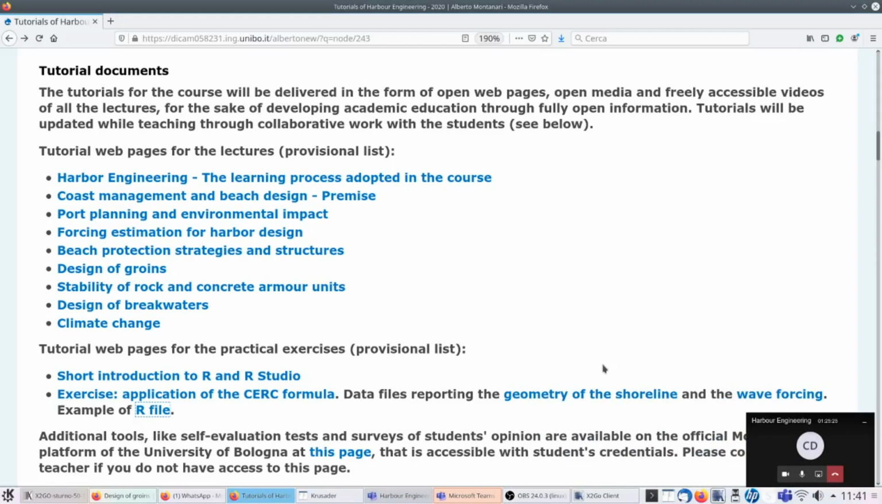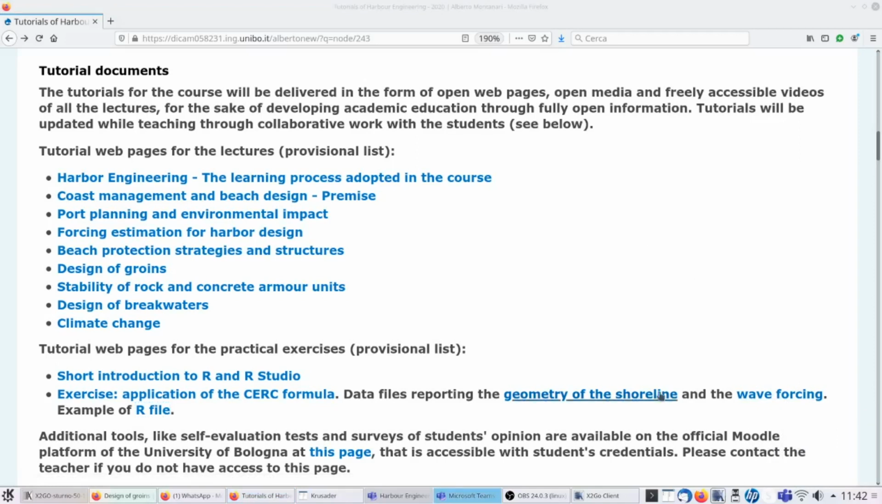Okay, here we are. So the next lecture is beach protection strategies and structures. And as I said, this is something that you, to some extent, already know. I just wanted to give you my overview in order to connect with the next lecture, which is design of groins. You've already focused on the design of breakwater. According to the agreement I have with Professor Archetti, you didn't focus on groins, and this will be my next lecture. But before moving to that, I want to give you an overview.